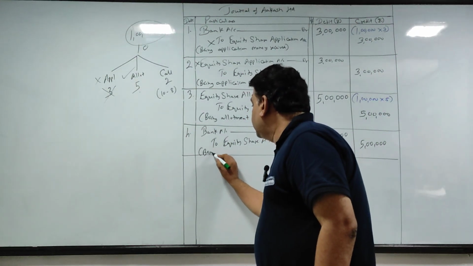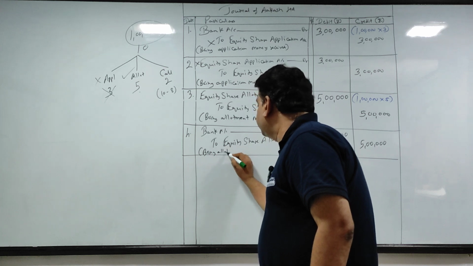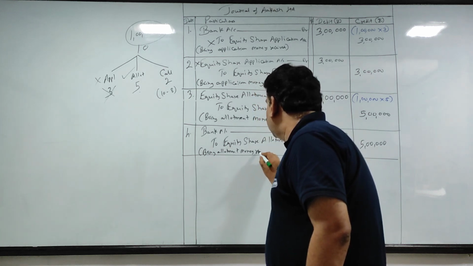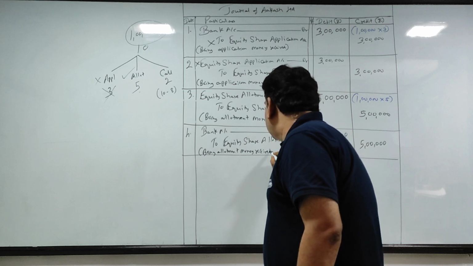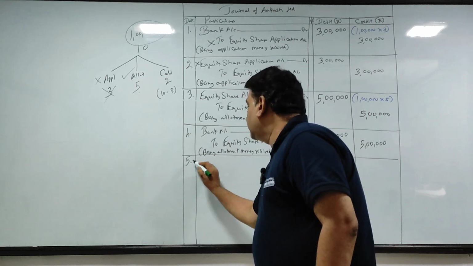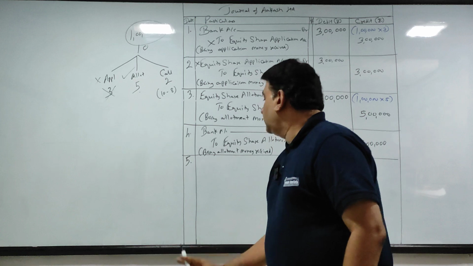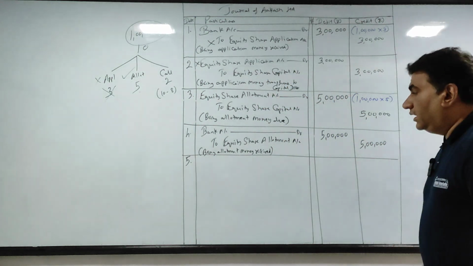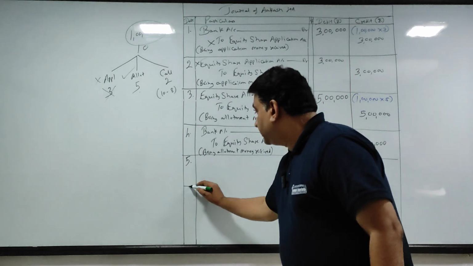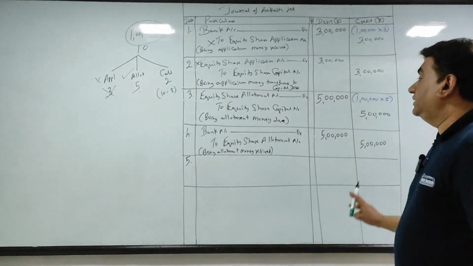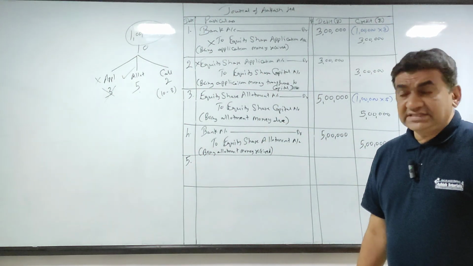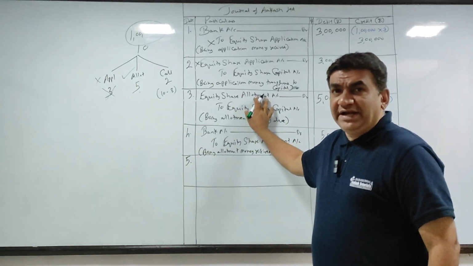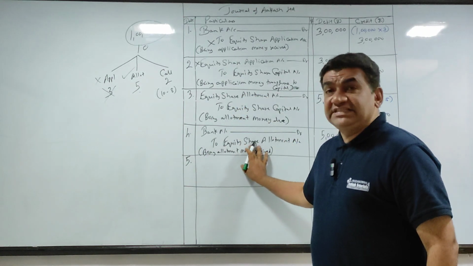Narration: being allotment money received. Got it guys? So see, when it was receivable I debited allotment, when it is received I credited.